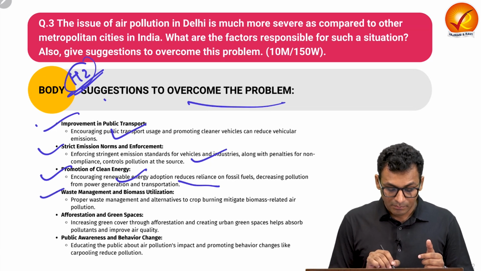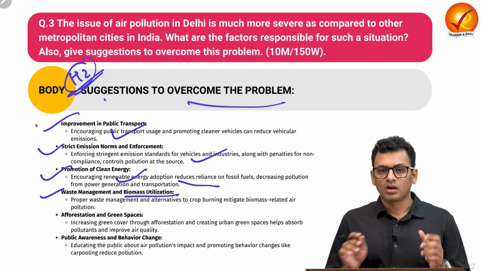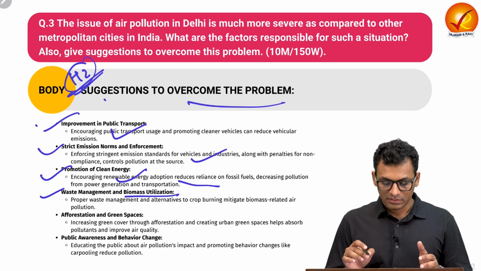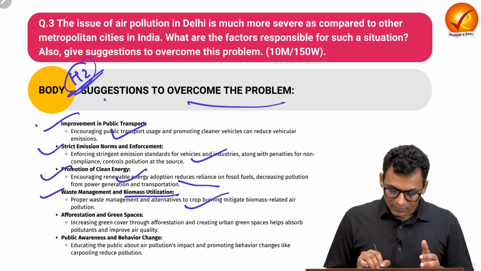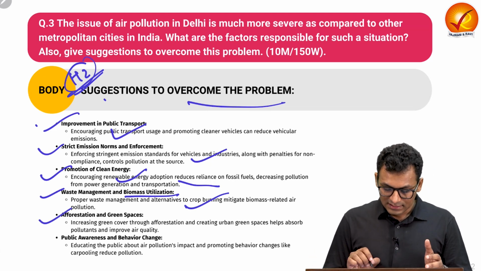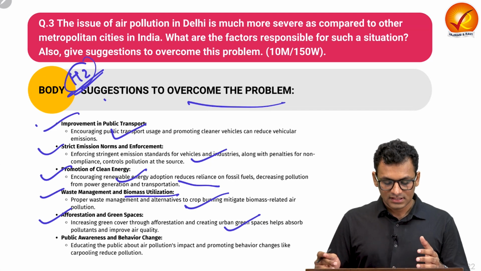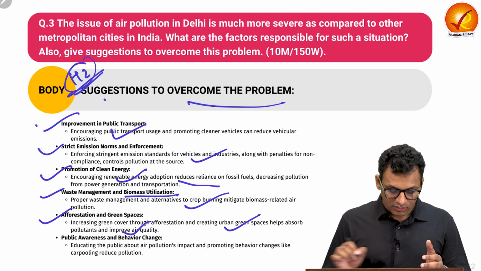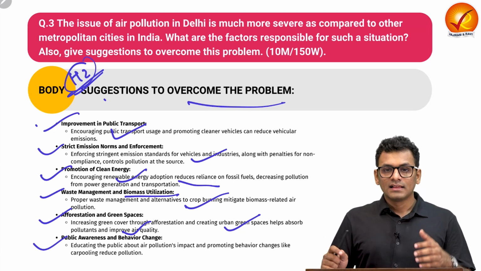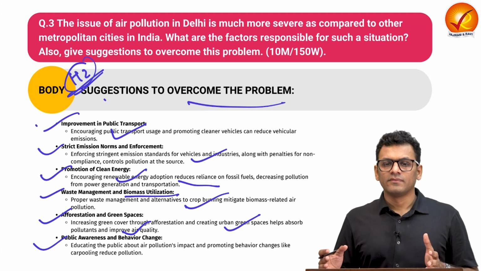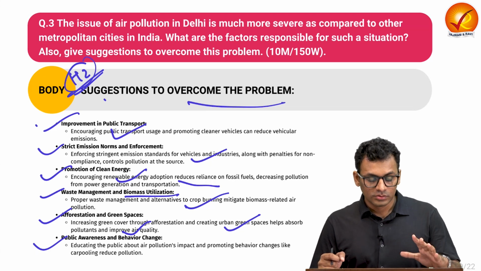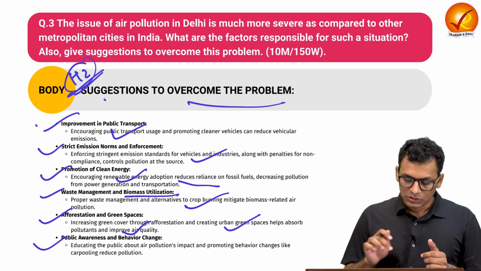Then we have waste management and biomass utilization. Now over here we can talk about how the waste and the biomass must be resolved in a sustainable manner and should not diverge towards crop burning. Next is with respect to afforestation and green spaces, which can definitely help, as urban green spaces can absorb the pollutants and improve air quality. And lastly is with respect to public awareness and behavioral change, where people can be educated as well as helped with respect to understanding the core issue of Delhi's air pollution. So these are the kind of proof points you can incorporate for heading 2 of the body.